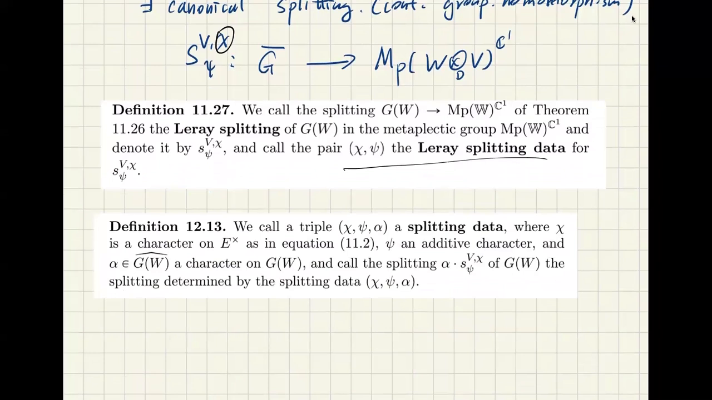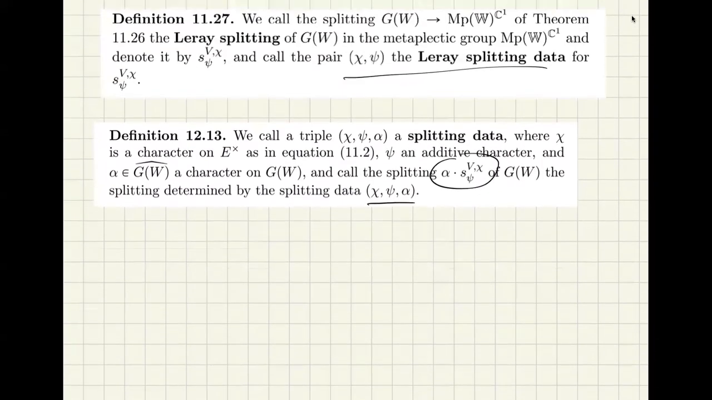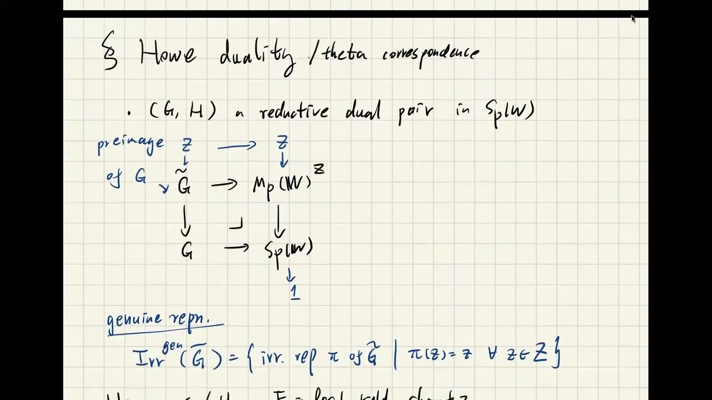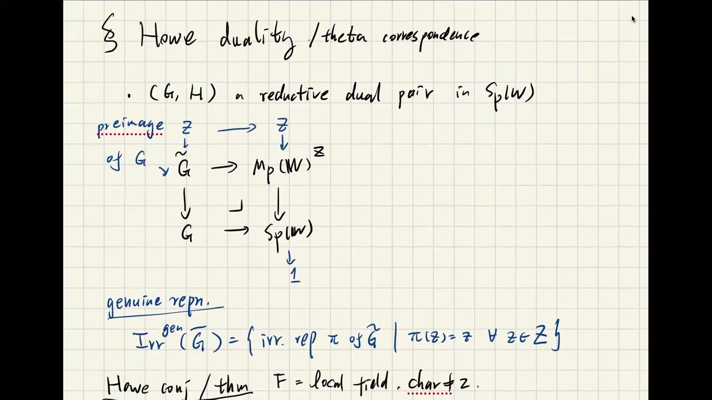For other splittings, it will basically be a character twist of GW, because GW is in general not a semi-simple group. It will have a center, so you can have non-trivial characters of this group GW. The general splitting will be given by chi, psi, alpha. Okay, right. So these are some comments on the splitting, and then we can start to talk about Howe duality.